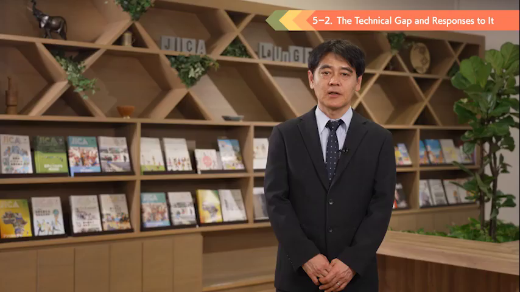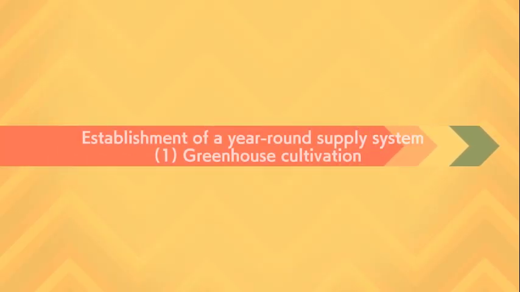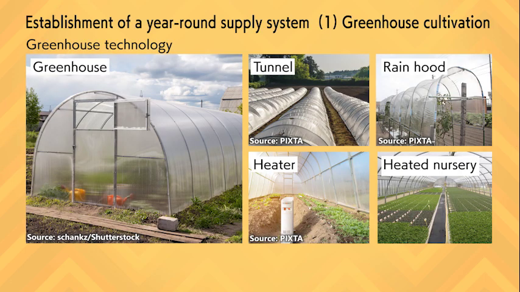Let's look at 3 technical initiatives undertaken in the production areas to address this underlying problem. The first is greenhouse cultivation. The introduction of greenhouse cultivation allowed producers to control temperature and humidity, two very important conditions for agricultural production. This also enabled the timing of production and shipping to be adjusted. In the 1970s and 1980s, a wide range of greenhouse cultivation technology was devised and rapidly spread nationwide.